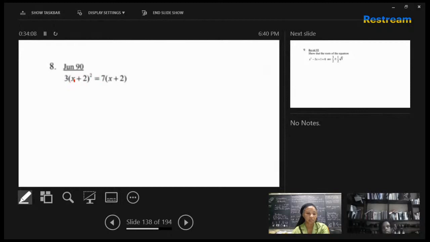The square of the sum is a squared plus 2 times a times b, so 2 times x times 2, that's 4x, plus b squared, which will be 4. And then 7 times x plus 2. So we just expanded the square of the sum to get this: a squared plus 2ab plus b squared.